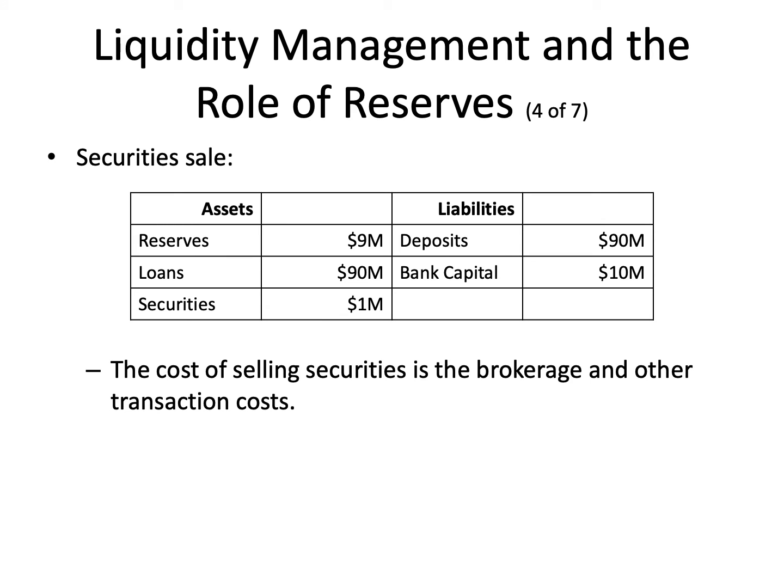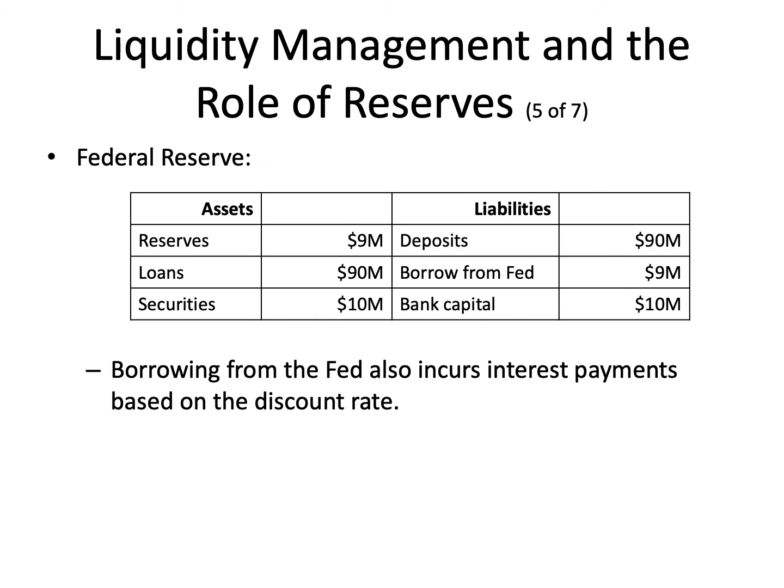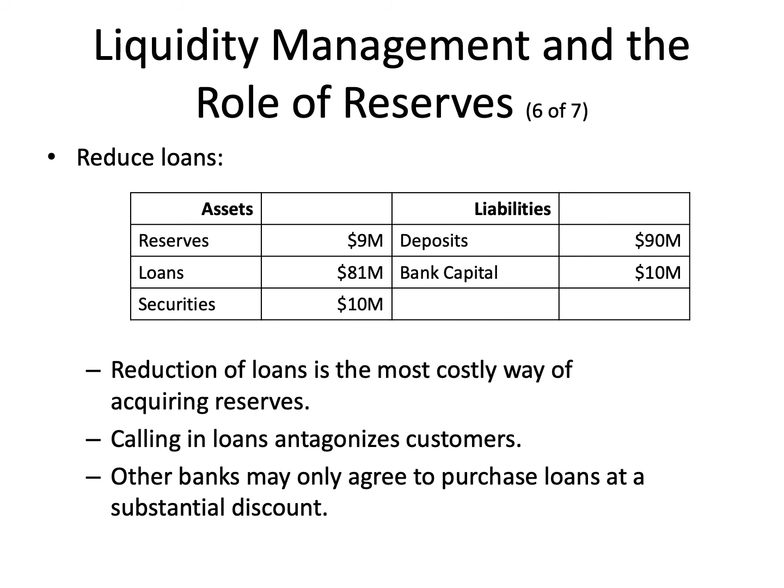The cost of selling securities is brokerage and other transaction costs. Borrowing from the Fed also incurs interest payments based on the discount rate, which the Federal Reserve charges. How else can a bank increase its reserves? Well, it can reduce its loans, but if it reduces its loans, it reduces the money it actually earns from those loans, so that reduces its profitability.